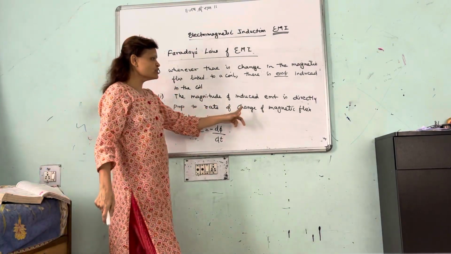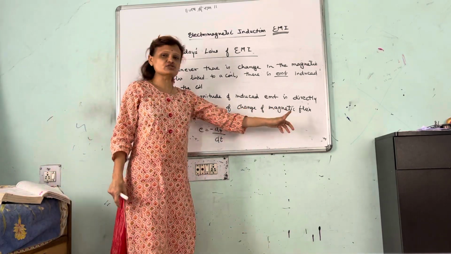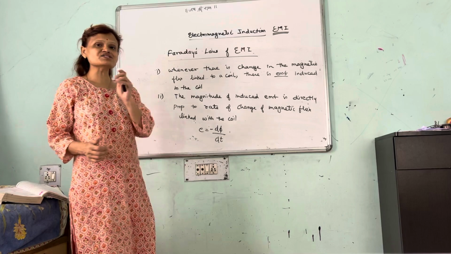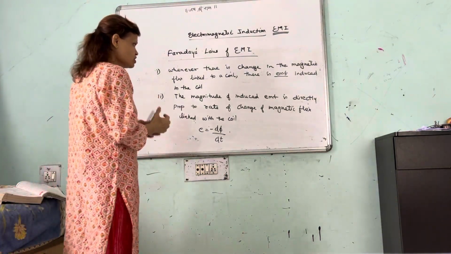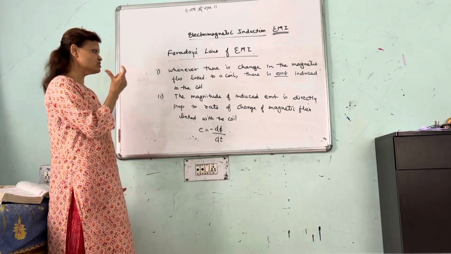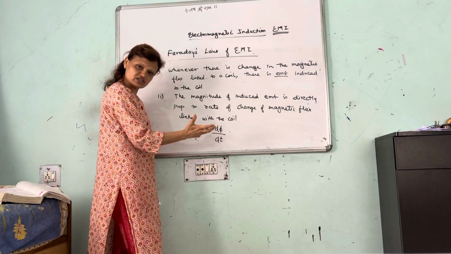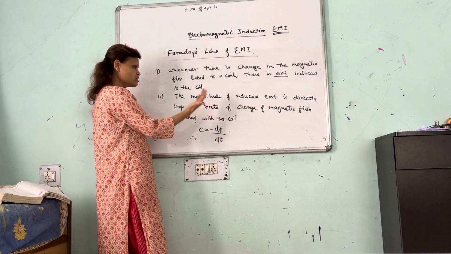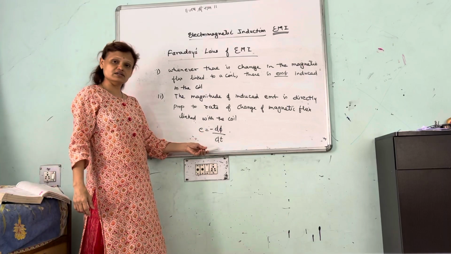The magnitude of induced EMF is directly proportional to the rate of change of magnetic flux. How fast we move, that's the factor which will decide the magnitude. So the magnitude of induced EMF is directly proportional to the rate of change. First, you have to find how much change is there, divide by the time, the rate of change of magnetic flux linked with the coil. That is d phi by dt.